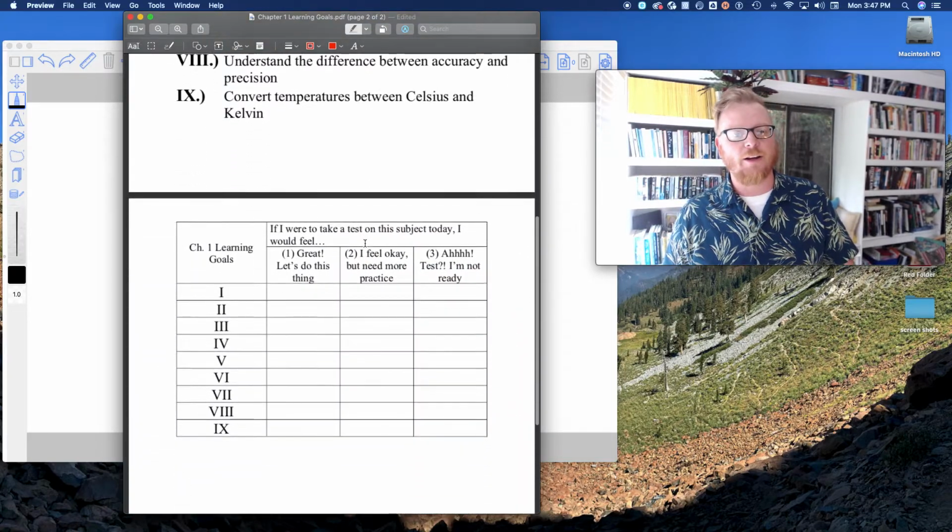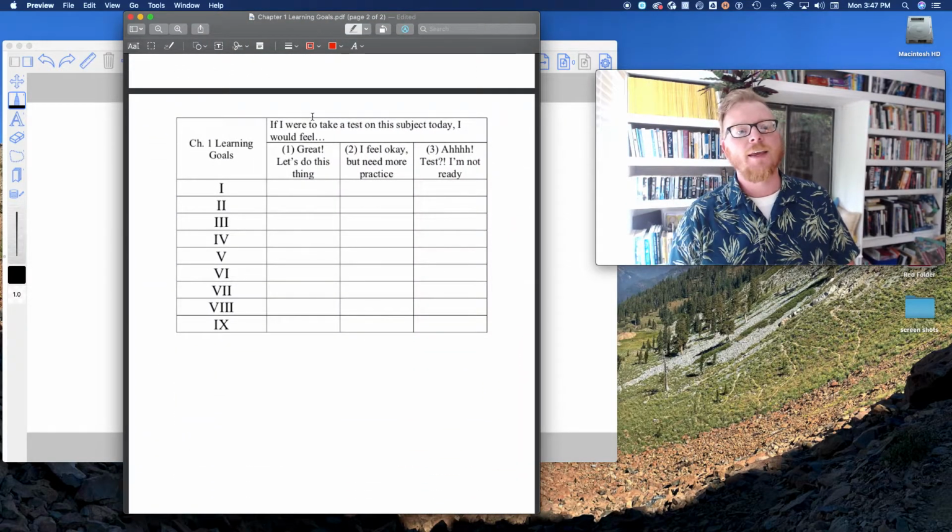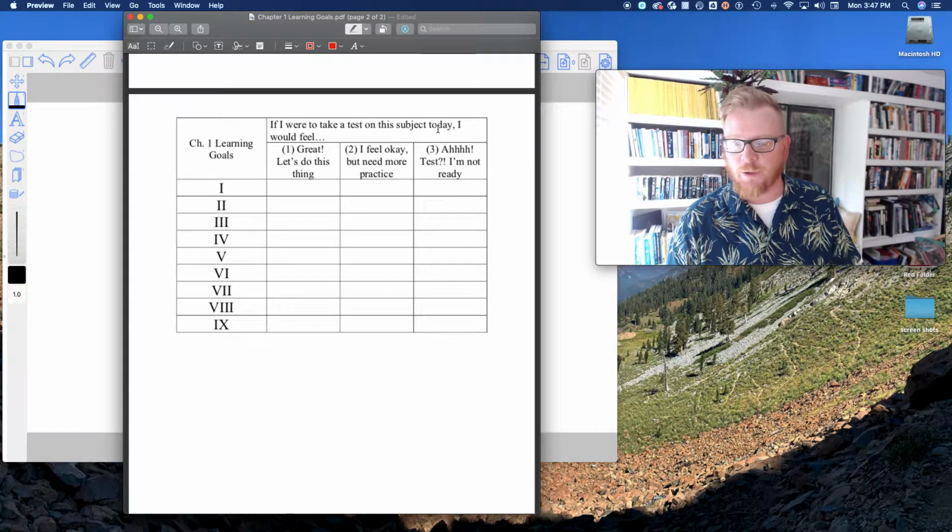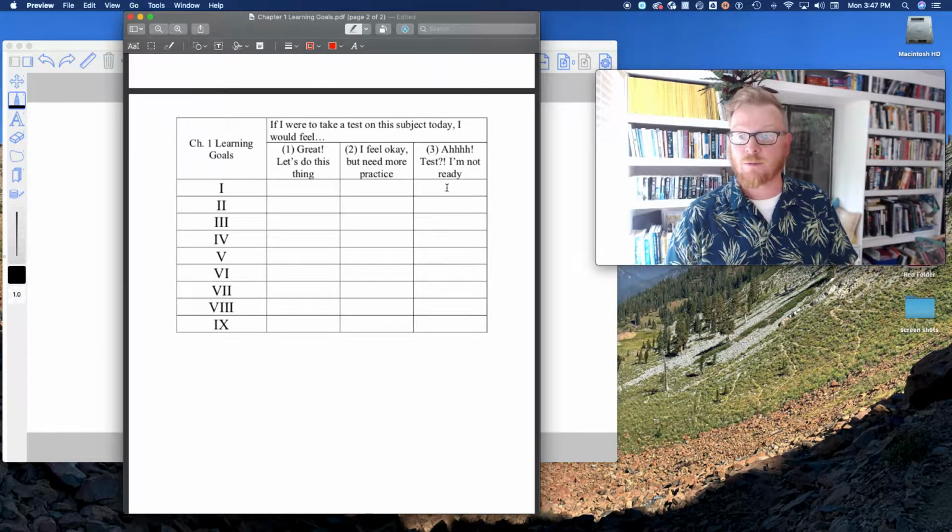If I go all the way down here on this next side: if I were to take a test on this subject today, I would feel... And now look at this. Here's that learning goal number 1 that I just highlighted above. Well, how do you feel? Which category are you in? I would encourage you to have this document out and check these boxes right as you go.